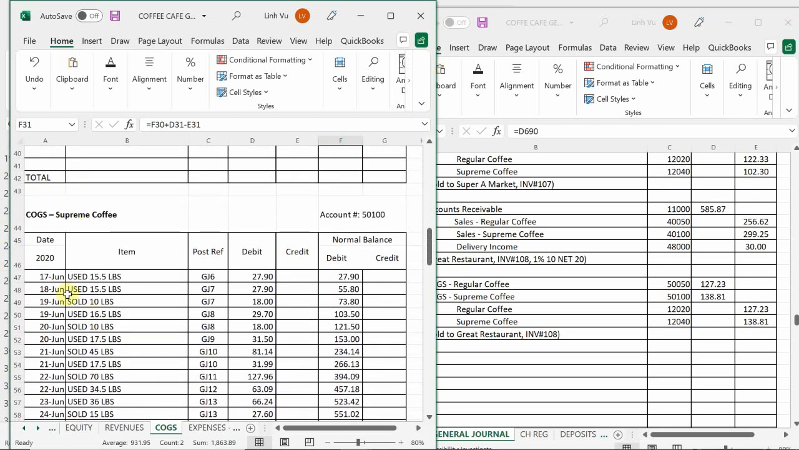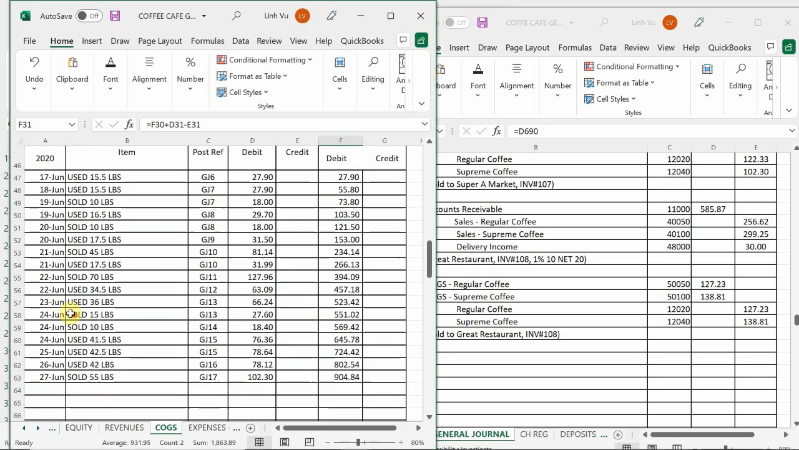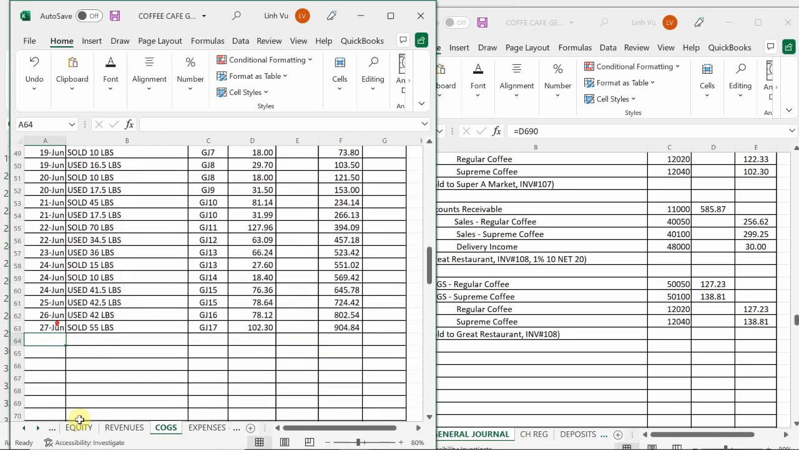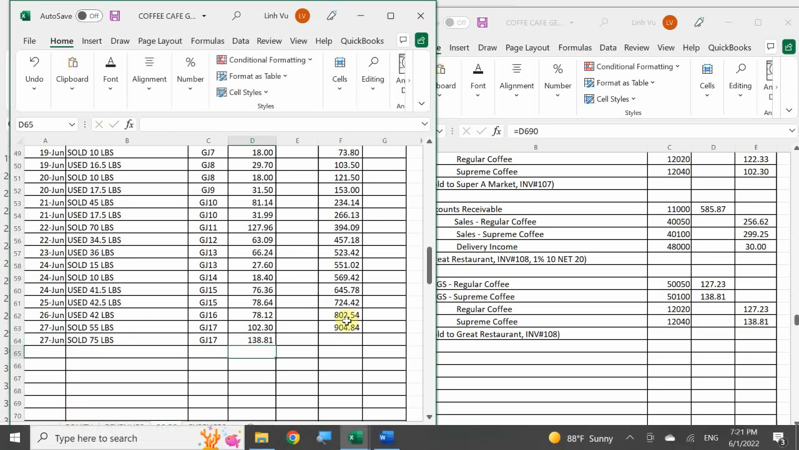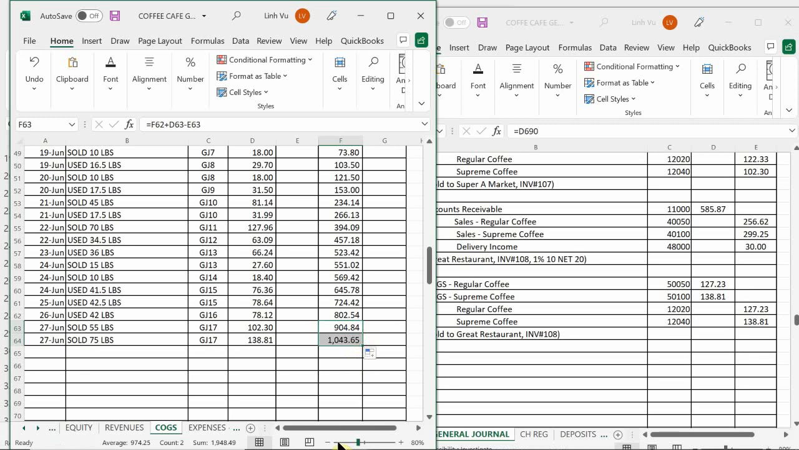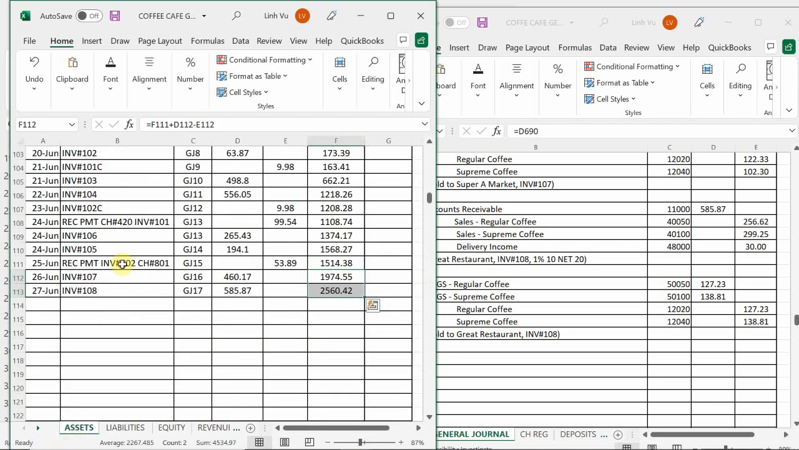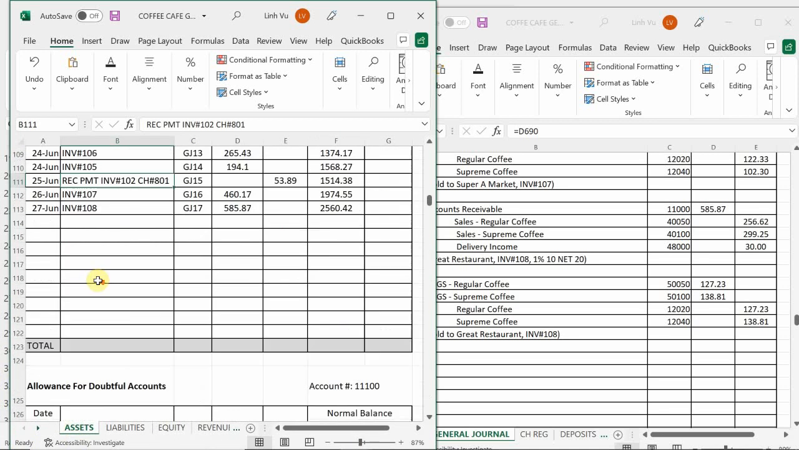Okay. Next, here I have my Supreme Coffee. I end up selling a total of 75 pounds at a grand total of $138.81. So that gave me a total cost of $1,043.65. So now I need to actually update my inventory accordingly.